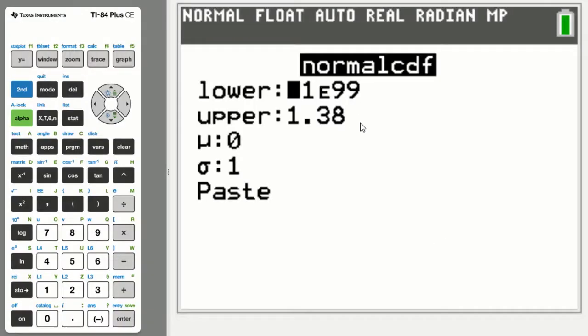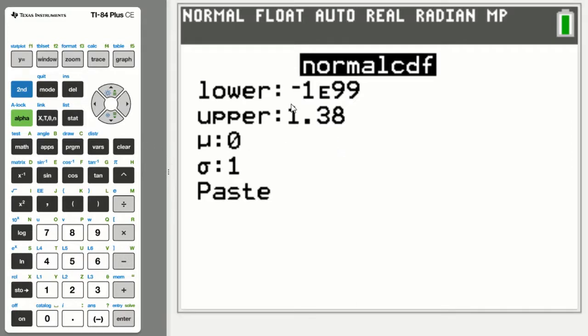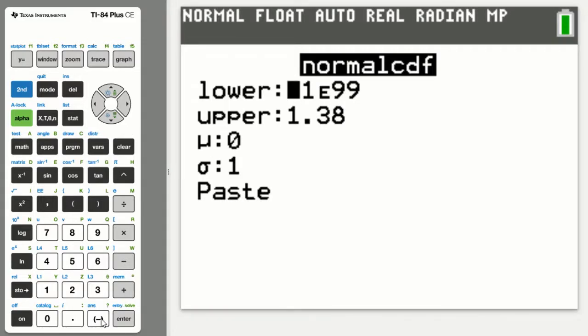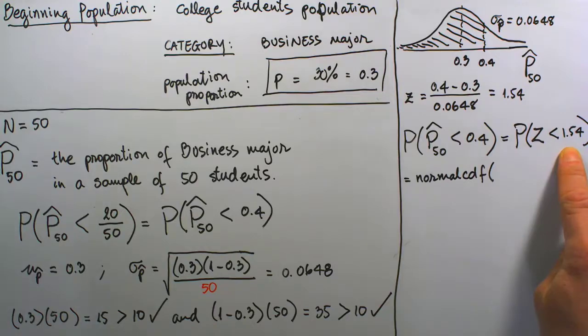So now back on the version of the TI calculator that I'm using. The area is shaded completely to the left-hand side, so I'm using -1E99 here. To have access to that E, -1, and then second comma, and that will bring up E and 99. That's the lower end of our interval. The upper end is the z-score that we calculated on the writing board earlier, 1.54.